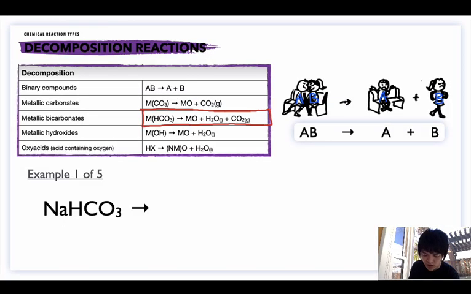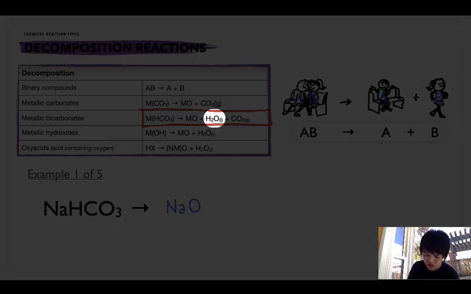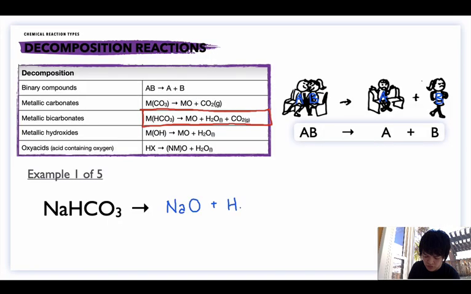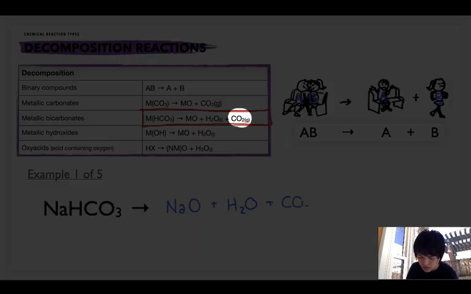Our metal is sodium here. Oxide is O. And there it is. That's our first product. The second product is going to be, according to this, just water, H2O. And the third product, according to what we're following, is carbon dioxide, CO2.